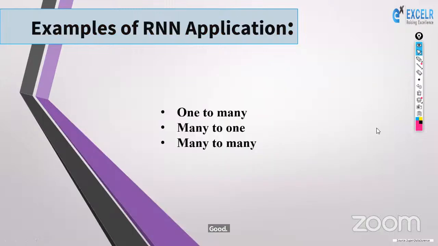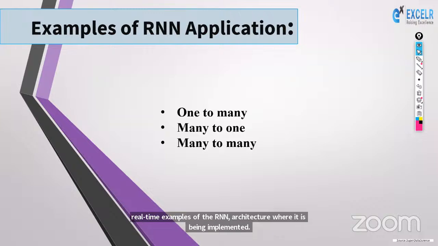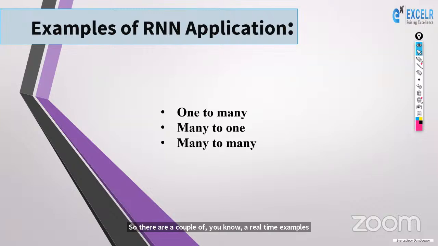Okay. So if I talk about some real-time examples of where the RNN architecture is implemented, there are a couple of real-time examples where you can implement this RNN architecture as an application. So guys, researchers have grouped the applications of RNN into three cases: one-to-many kind of application, many-to-one kind of application, and many-to-many kind of application. What are these many-to-one, one-to-many or many-to-many? Let me show you one by one.